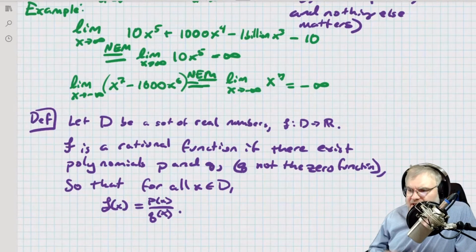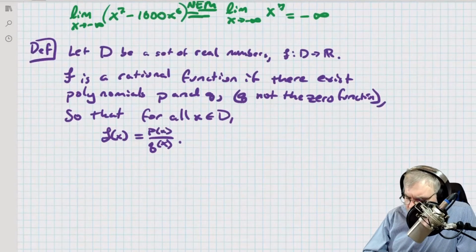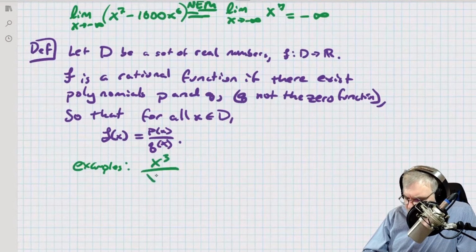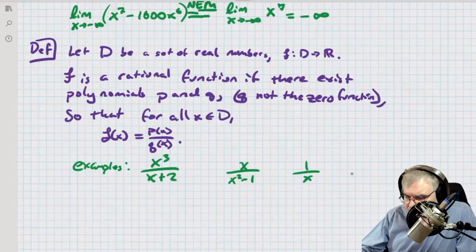Can someone give me an example of one of these? It's a ratio of two polynomials, right? So examples. X cubed over x plus 2. X over x squared minus 1. 1 over x. The polynomial x, or just x squared.